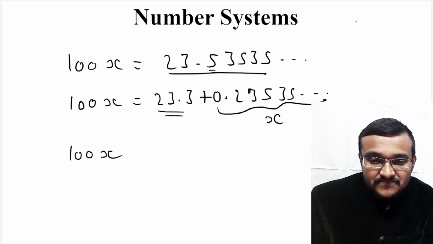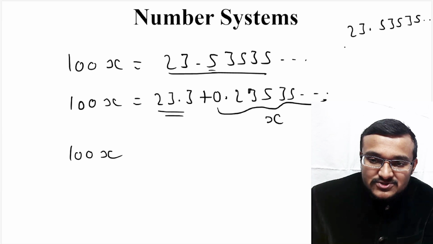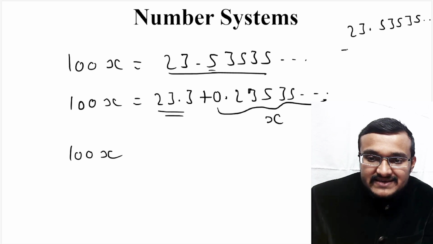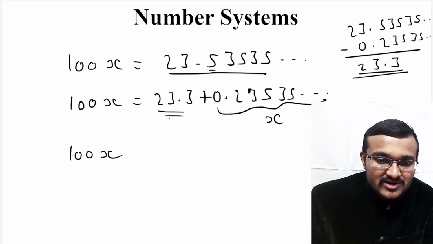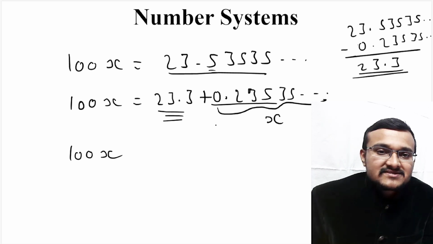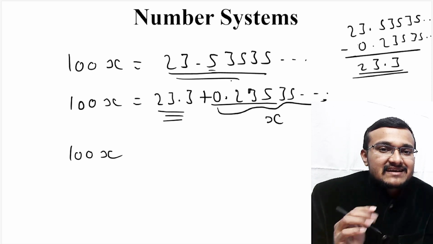So that means here you can just subtract x from 23.53535, it goes on like this. That is, subtract 0.2353535. So when you do that, you will get 23.3. So this value only I have kept here, plus x I have done. So it is easy to split this particular number where we can get the x value.